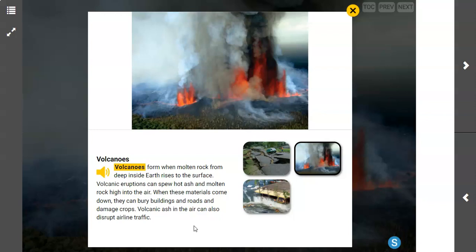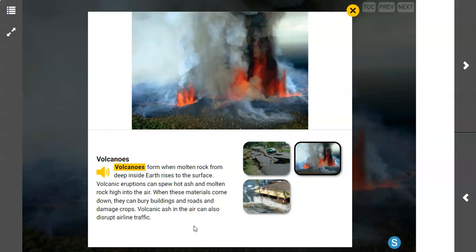That's actually being spewed into the air right now. It's being shot up into the air. Okay? And it could also be some molten rock shooting up there. And when those things come popping out of the volcano, wherever they land, that can be hazardous because it can bury roads or buildings. It can damage crops. It can really damage anything nearby.